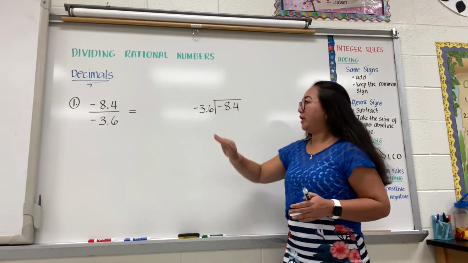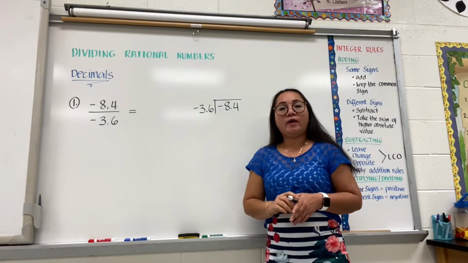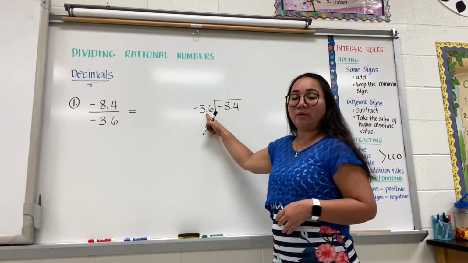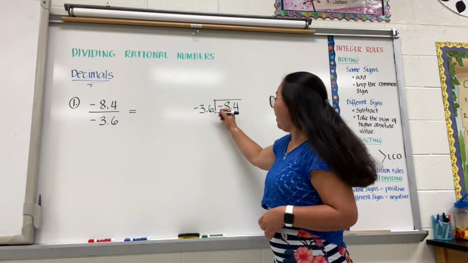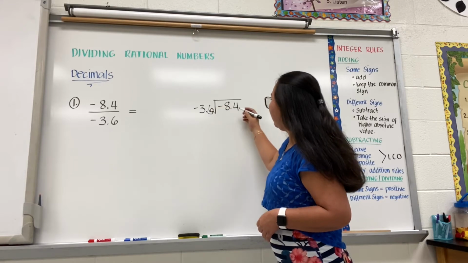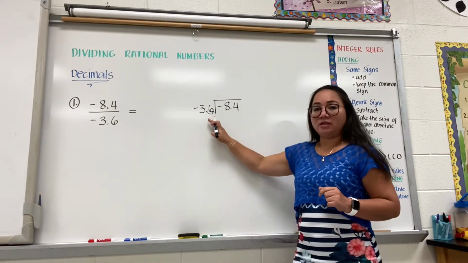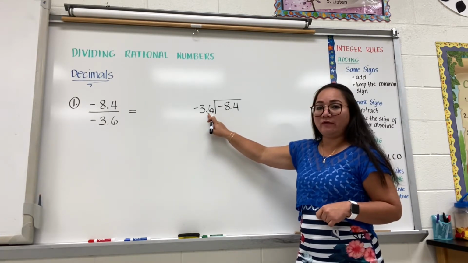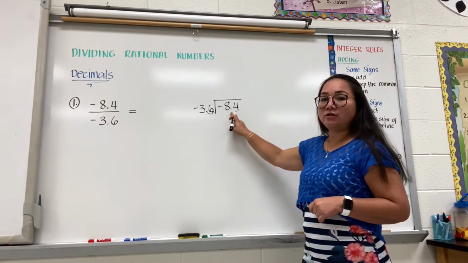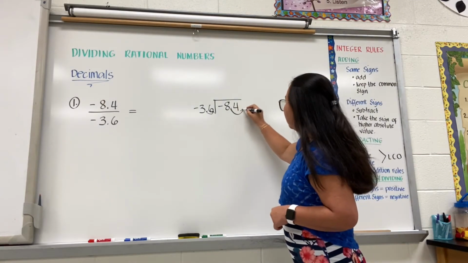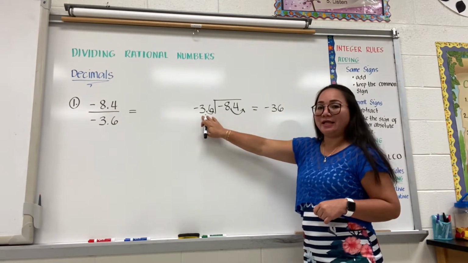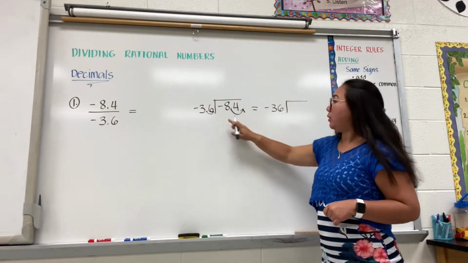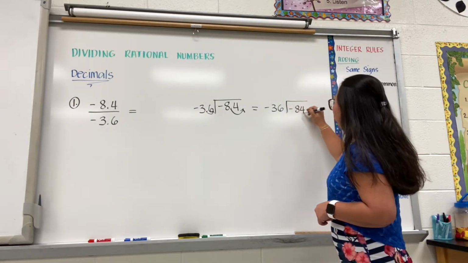Now, when you have a decimal in your divisor, you have to change that into a whole number. So you have to move the decimal point to the right to make 3 and 6/10 a whole number. Whatever you do to the divisor, do the same thing to your dividend. Since you moved one decimal place in your divisor, move one decimal place in your dividend as well. So negative 3 and 6/10 will become 36, and negative 8 and 4/10 will become negative 84.